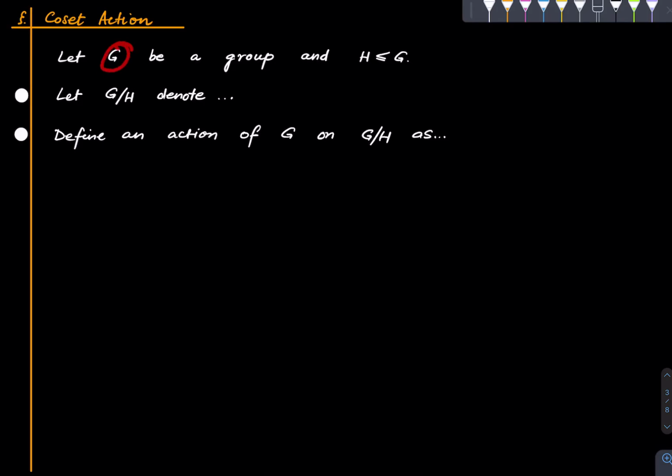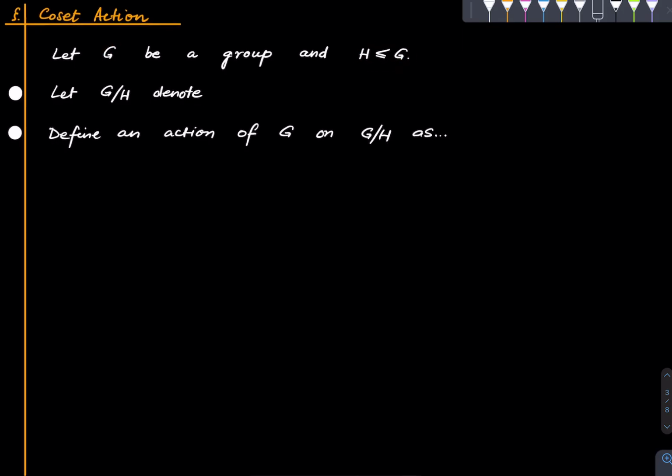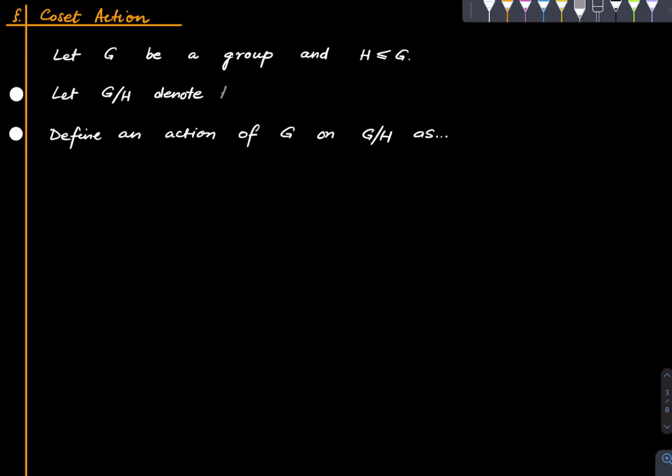So suppose we have a group G and we are given a subgroup H of it. Then recall that G mod H denotes the set of all the left cosets of H in G. So thus G mod H is nothing but this set, right? And now finally we come to the important definition.